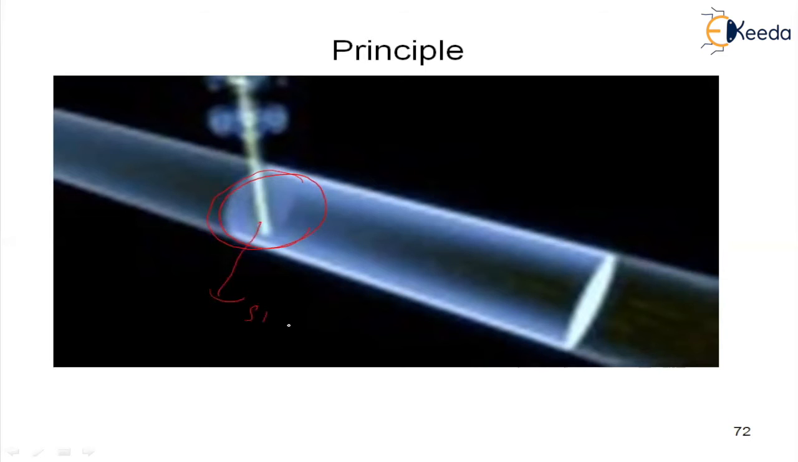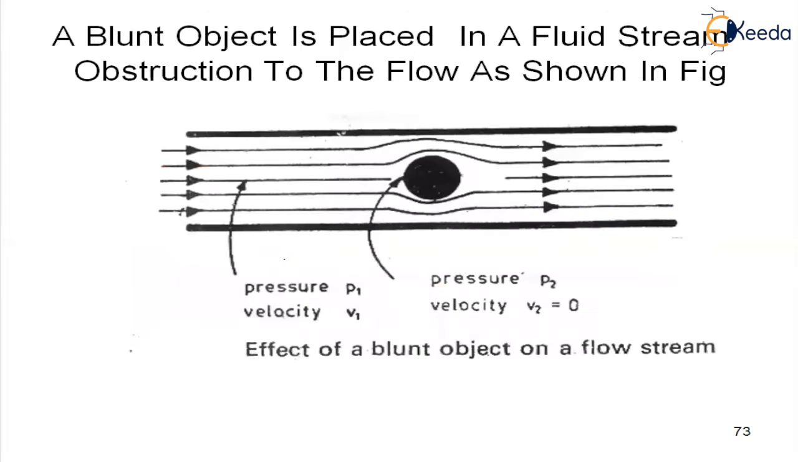The stagnation pressure, or simply impact pressure. The outside pressure that is acting here is called the static pressure, my dear students. This is the physical view which I am going to show you for your convenience. Now I'm going to explain the same concept with respect to the blunt object.